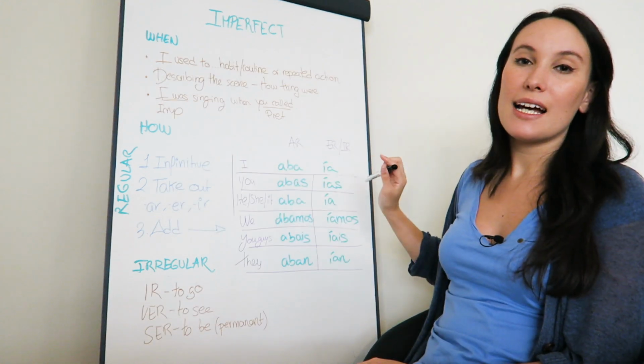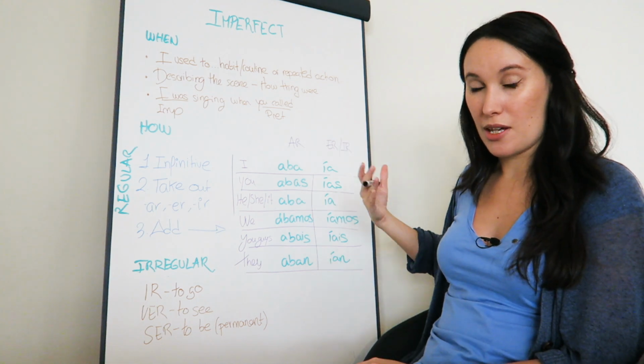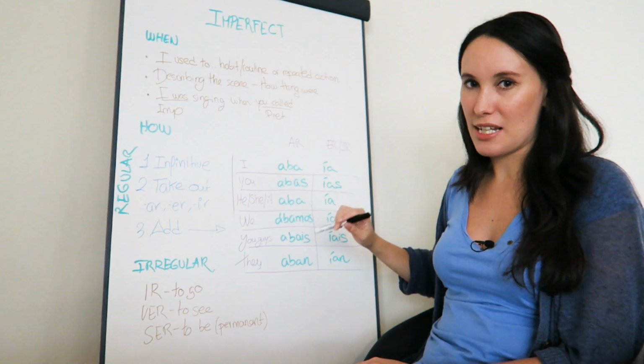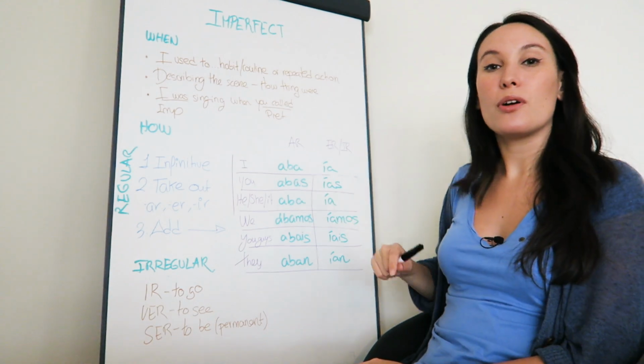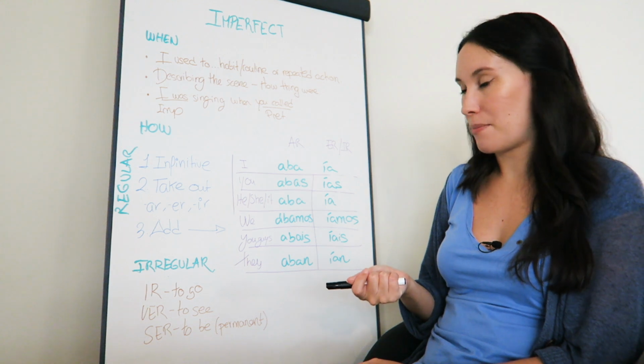And then ER and IR share another set of endings: ía, ías, ía, íamos, íais, ían. All of these forms with an accent on the I. For example, dormíamos. We used to sleep.